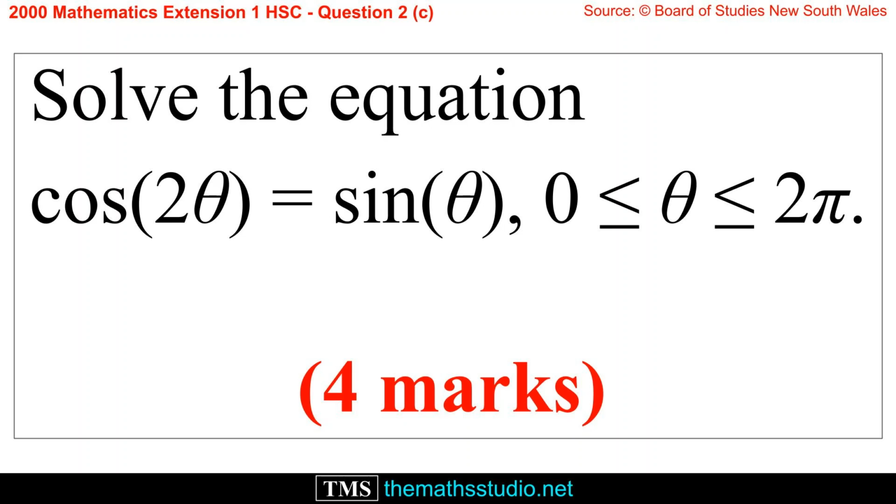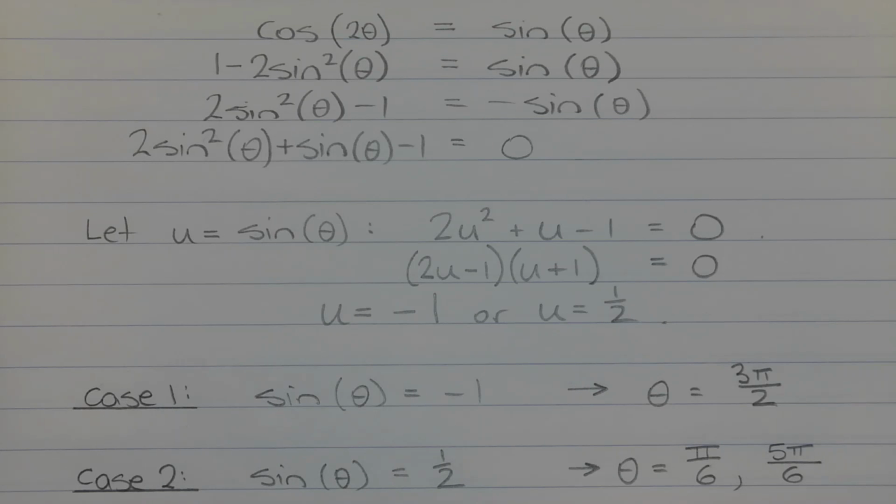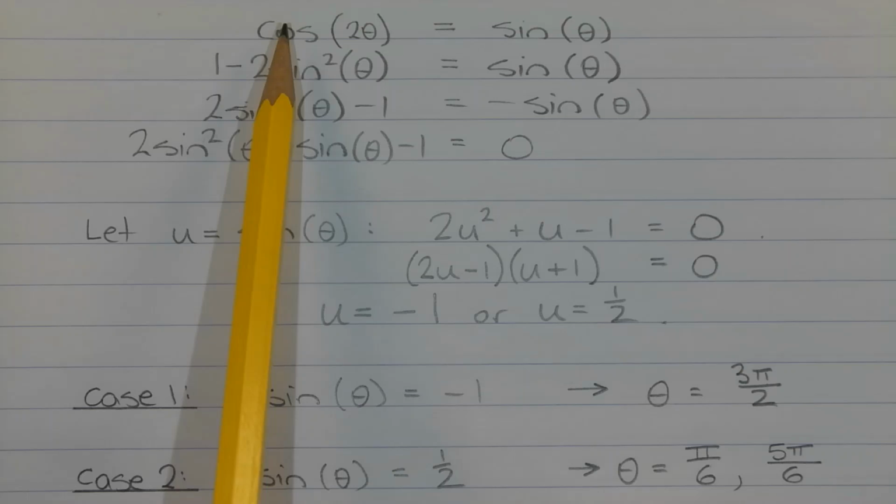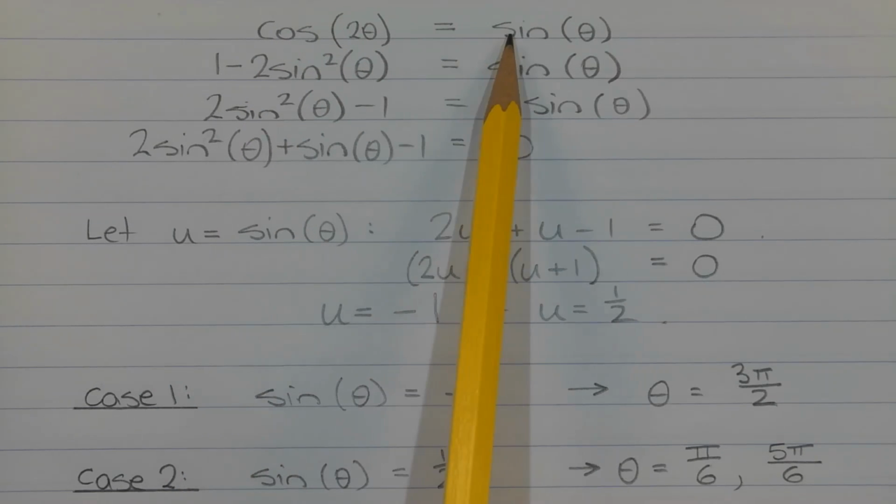Question 2, Part C. Solve the equation cos 2 theta equals sine theta for theta greater than or equal to 0 and less than or equal to 2 pi. The strategy is to form a reducible quadratic equation using a single type of trigonometric function. So let's start with the original equation. Cos 2 theta equals sine theta.